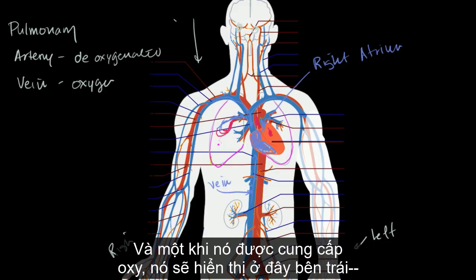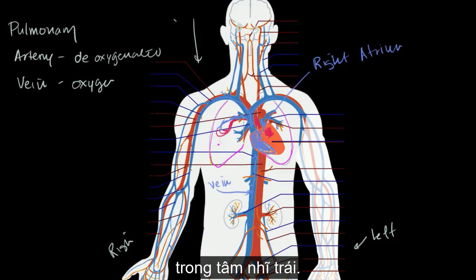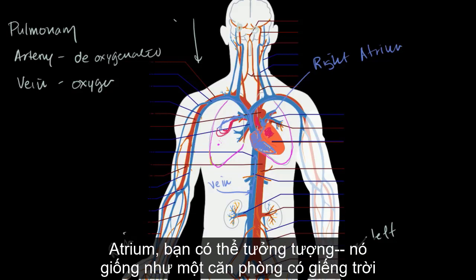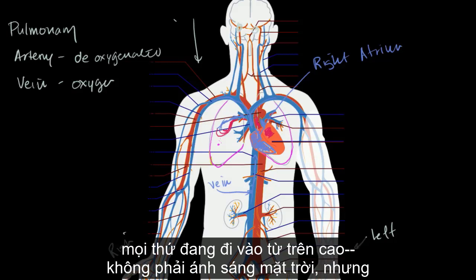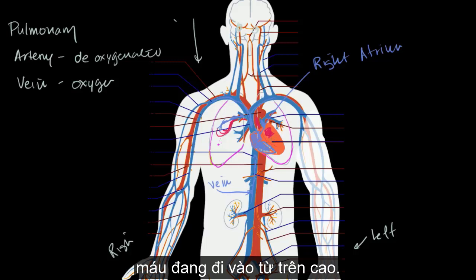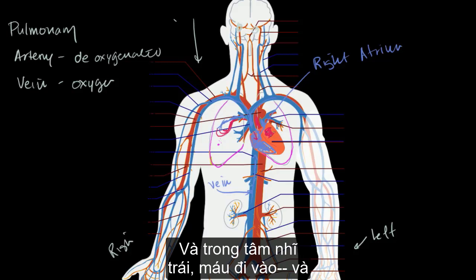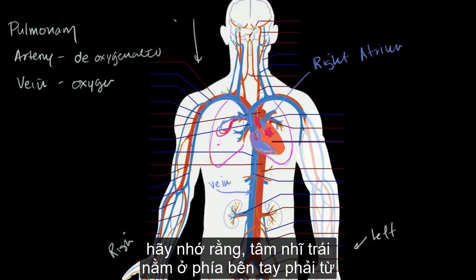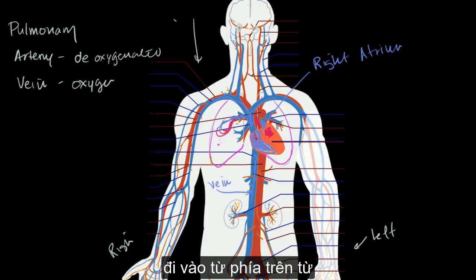And once it's oxygenated, it shows up here in the left. Let me do a better color than that. It shows up right here in the left atrium. Atrium, you can imagine, it's kind of a room with a skylight, or that's open to the outside. And in both of these cases, things are entering from above, not sunlight, but blood is entering from above. And remember, the left atrium is on the right-hand side from our point of view. On the left atrium, the blood is entering from above, from the lungs, from the pulmonary veins. Veins go to the heart.